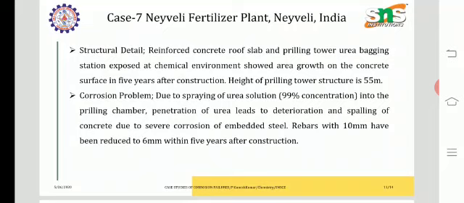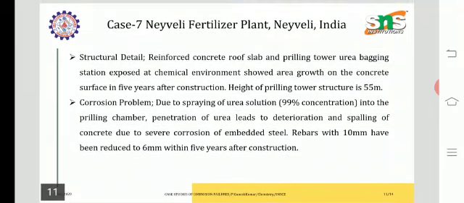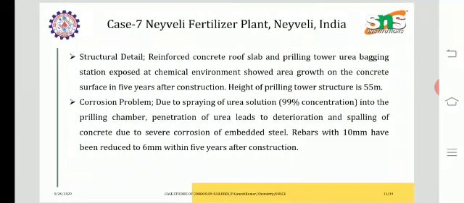The corrosion problem is due to the spraying of a urea solution. Particularly, the urea solution was about 99% concentration in the prilling chambers. The penetration of urea into the building leads to deterioration and spalling of concrete due to severe corrosion of embedded steel. The rebars of 10 mm were reduced to 6 mm within 5 years after construction. The urea sprayed was giving a major impact on the structure.